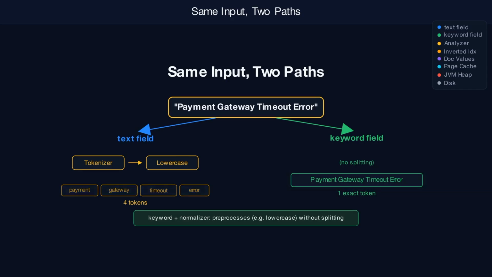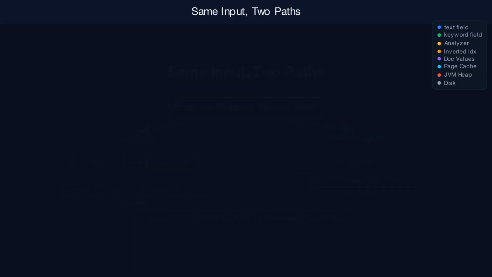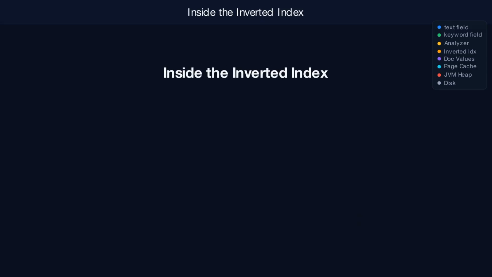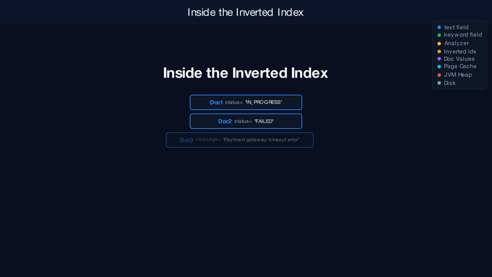One important nuance: keyword fields can have a normalizer configured. A normalizer is like a simplified analyzer that pre-processes the entire value, for example lowercasing it, but without splitting it into multiple tokens. This is pre-processing, not full tokenization. Both text and keyword fields can be indexed for search, but what gets stored in the inverted index is fundamentally different. Let us look at 3 example documents.